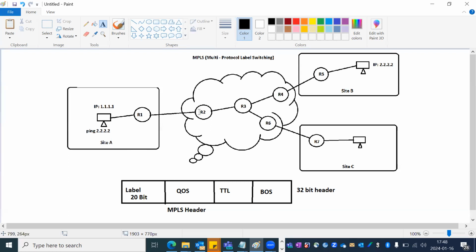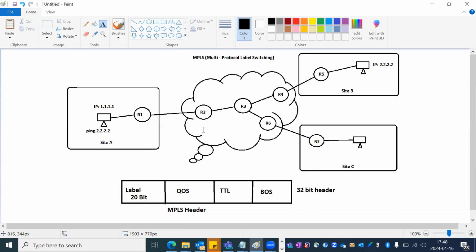Now, whenever R2 receives any data packet, R2 will insert this complete MPLS header. Then R2 will send its packet with the MPLS header to R3. Then R3 will swap the label and send it to R4. R4 will again swap the label, pop the label, and then send it to R5. So all MPLS pushing, popping, swapping will be done only in the ISP cloud, the MPLS cloud.